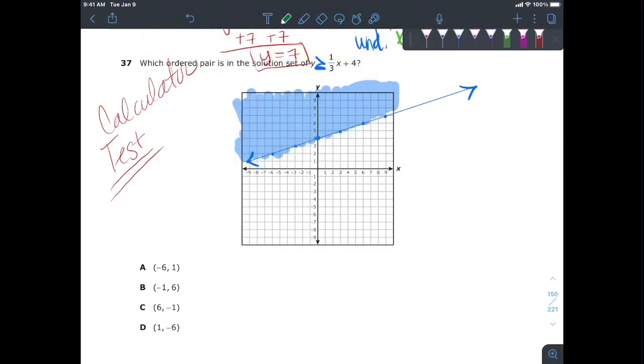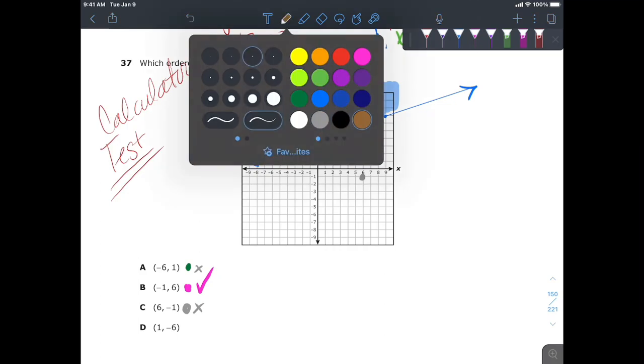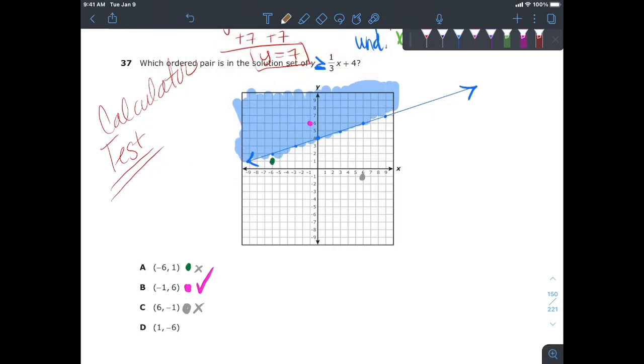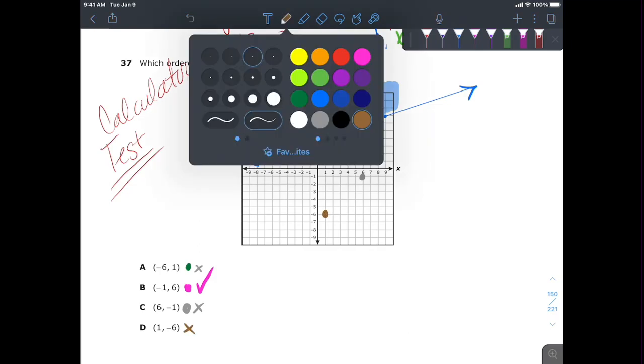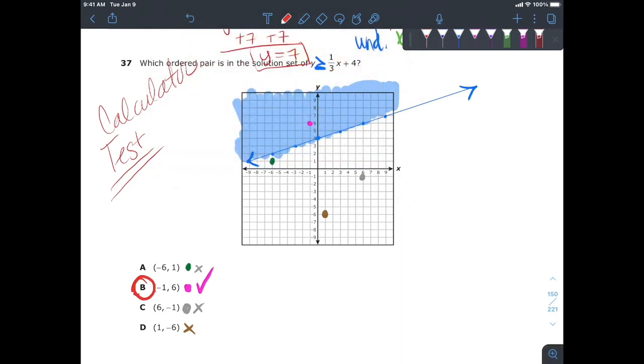So now I need to test my points. -6, +1. No. -1, +6. Yes. +6, -1. No. +1, -6. Also a no. So my correct answer must absolutely be answer choice B.